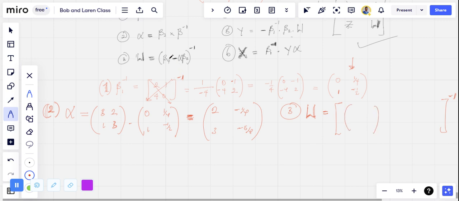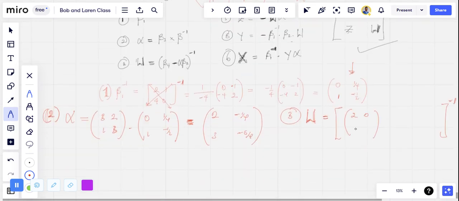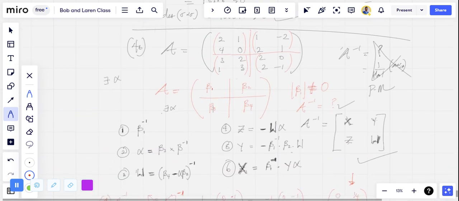So in this case, I have the matrix for beta 4. Let's go and look for the beta 4 matrix. Beta 4 is what? 2, 0, 2, minus 1. So I'll put 2, 0, 2, minus 1 here. Then minus, what's my alpha? The alpha I just got is this final answer here, which is 2, minus 1 over 4, 3 and minus 5 over 4. Then times beta 2. Now what's beta 2? Let's check: 1, minus 2, 2, 1.